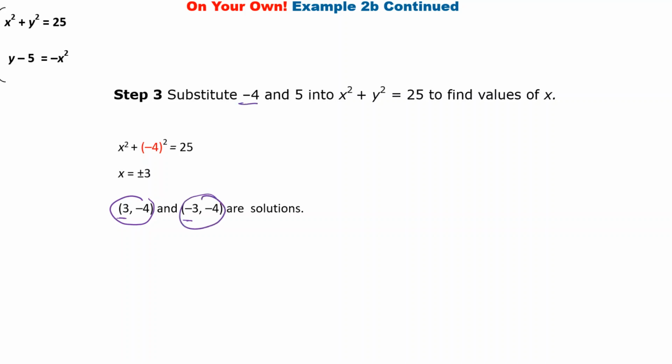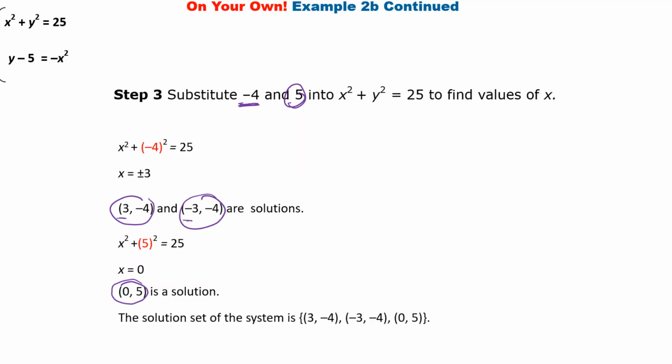But remember, I just substituted the -4 in. Now I have to substitute the 5 in also. So when I substitute my 5 in, I find out that x equals 0. So I only have one more solution here. Now we said there could be a total of 4, but we see that there's actually only 3. So here's our solution set to that system.